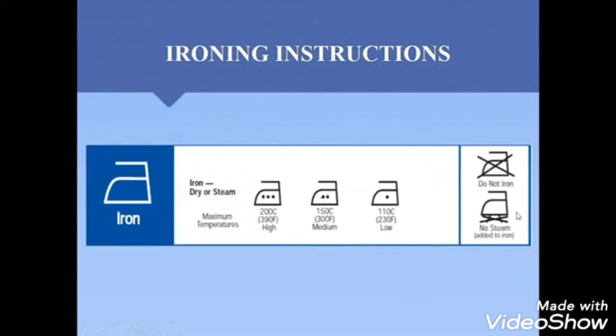Next is ironing. Ironing instruction includes temperature. Iron with one dot indicates low temperature, with two indicates medium temperature, and with three dots means high temperature. In case there is a symbol of iron with cross, it indicates that do not iron the fabric. If there is a cross at the bottom, it indicates that do not use steam while ironing.